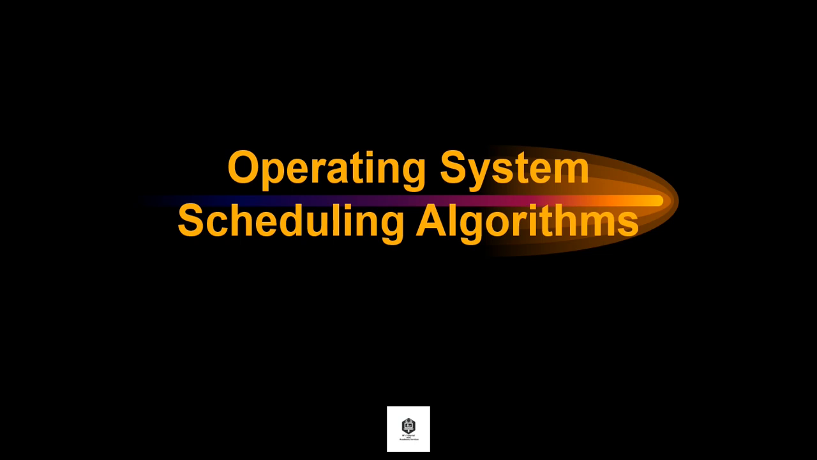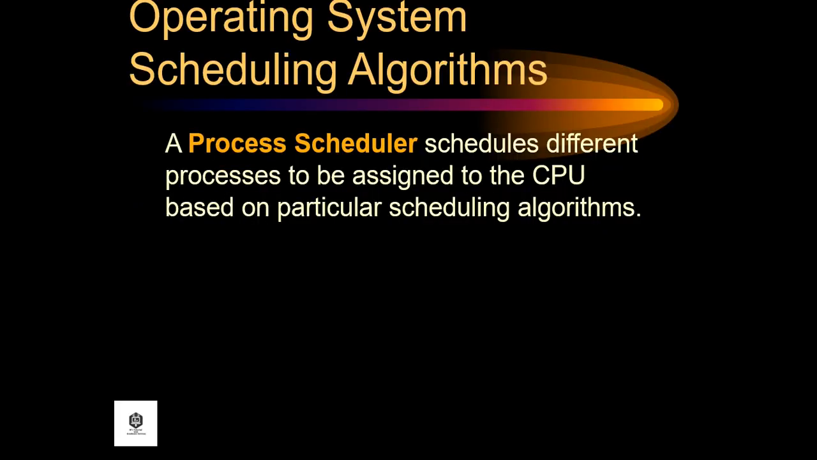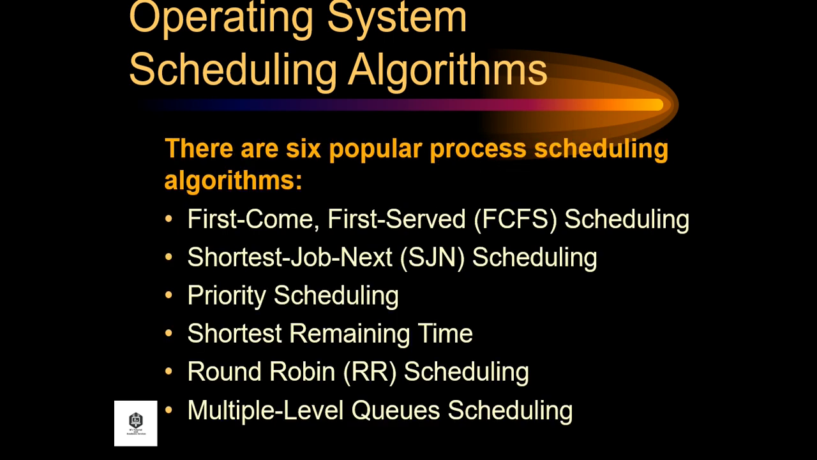Let's talk about the operating system in terms of scheduling algorithms. A process scheduler schedules different processes to be assigned to the CPU based on particular scheduling algorithms. So there are six popular process scheduling algorithms. These are first come first serve or FCFS scheduling, shortest job next or SJN scheduling, priority scheduling, shortest remaining time, round robin or RR scheduling, and multiple level queues scheduling.